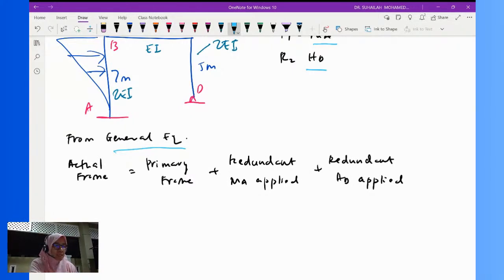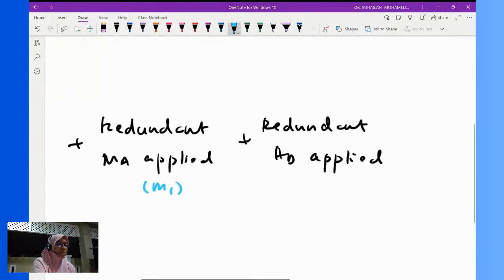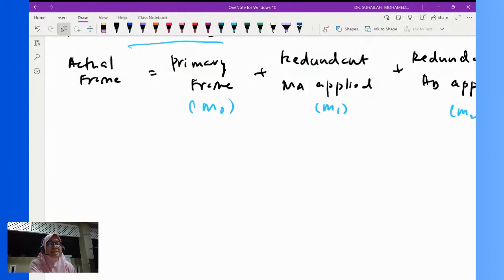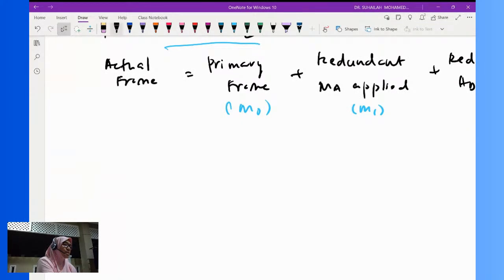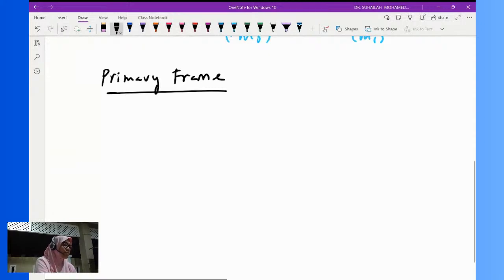Okay, system number one is the primary frame, where from this we will calculate and write M naught. For redundant MA applied, this is R1, so we will write M1, and this is M2. Okay, so we start with the analysis of the determinate frame, the primary frame. In the primary frame, we have to analyze.